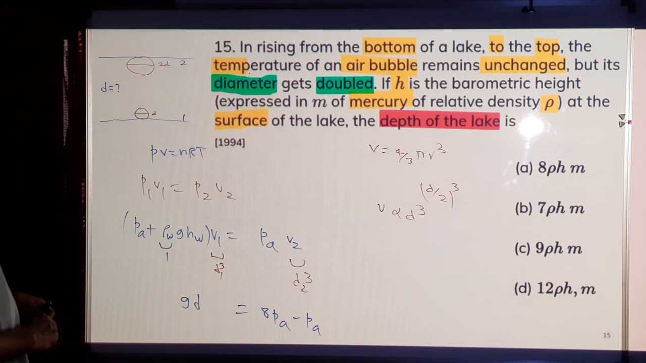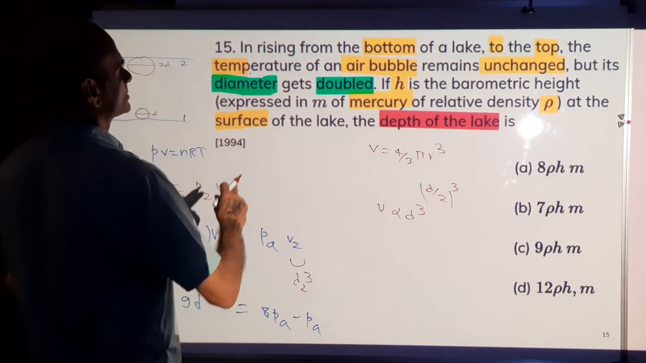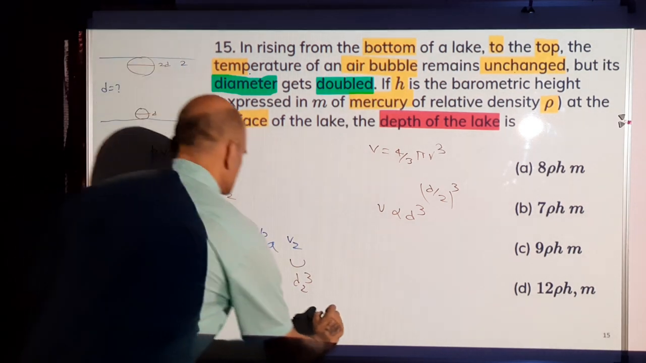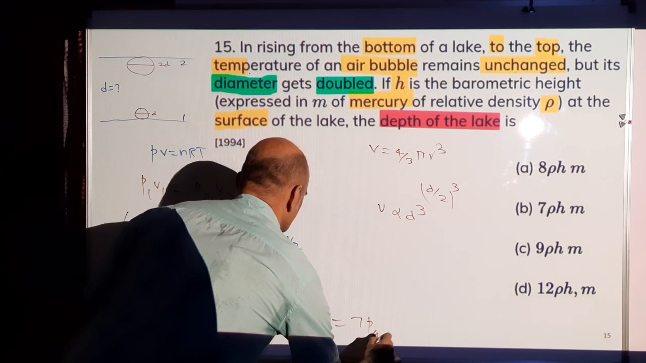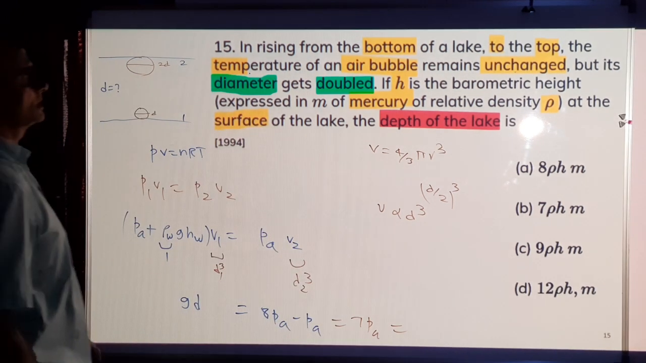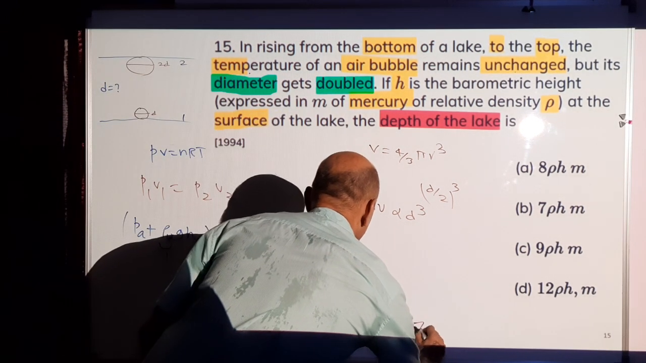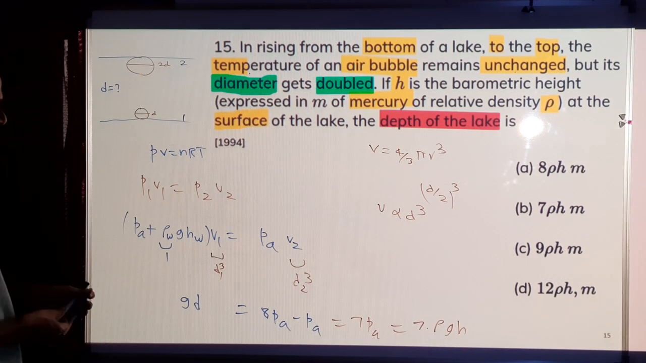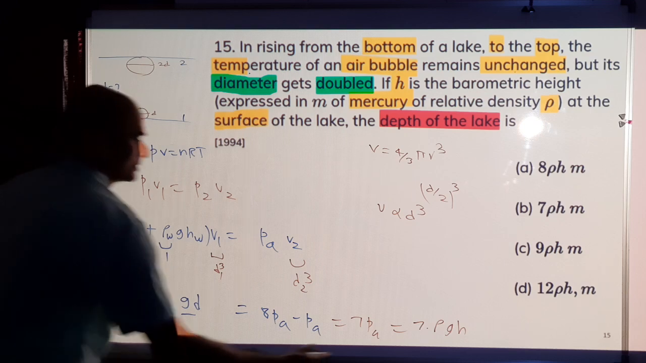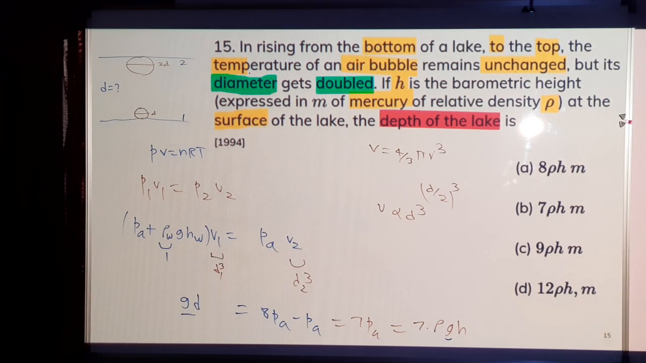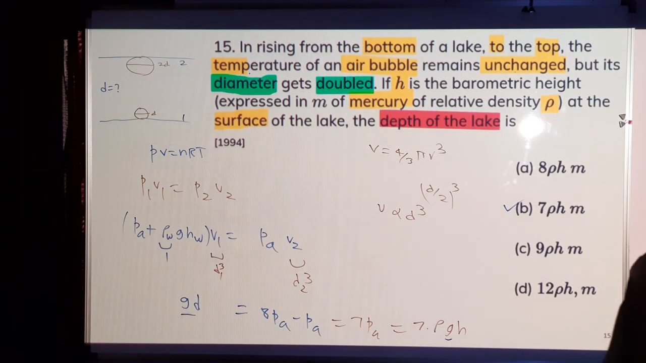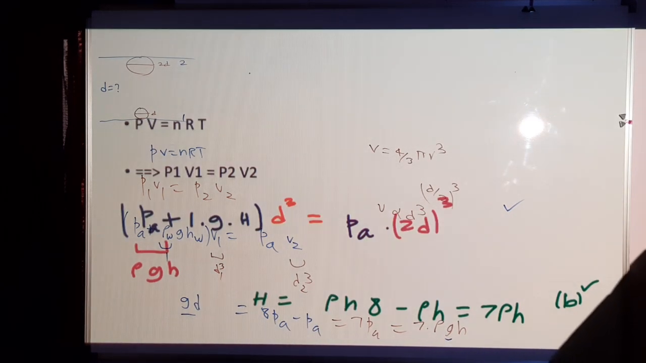So depth of the lake, and atmospheric pressure is given in terms of mercury, which is the barometric height. So this is 7 times atmospheric pressure. And atmospheric pressure in terms of mercury is rho g h of mercury, and this height is this one. So 7 times rho g h. So g and g will cancel. I will give the depth as 7 times rho into h. g will cancel. D is the correct option.